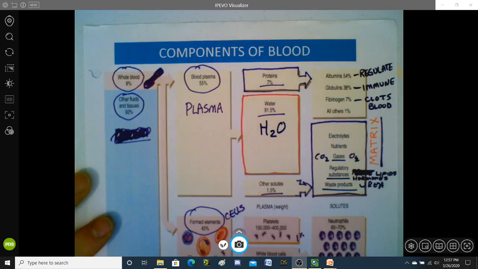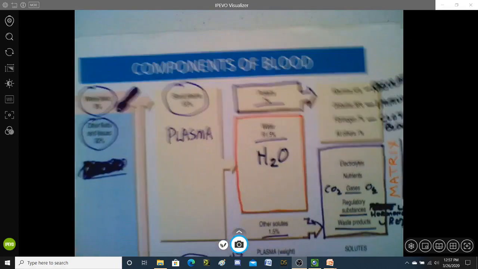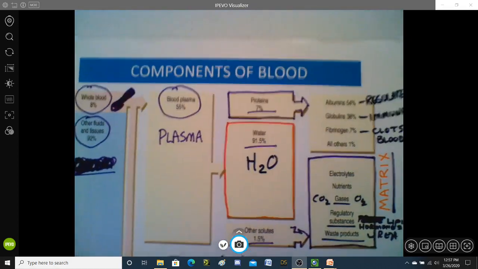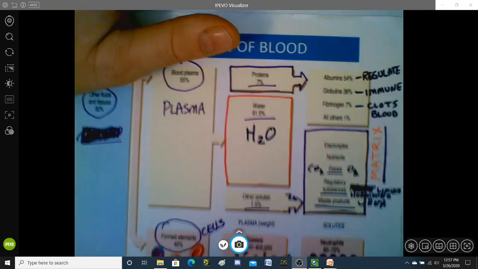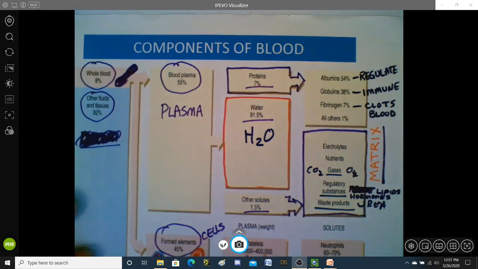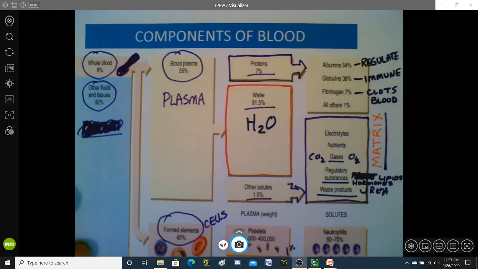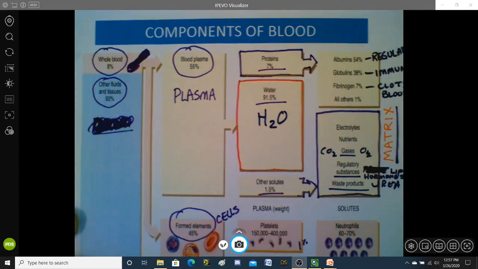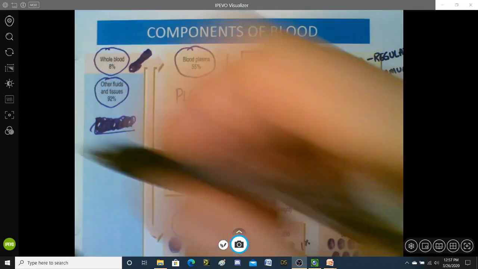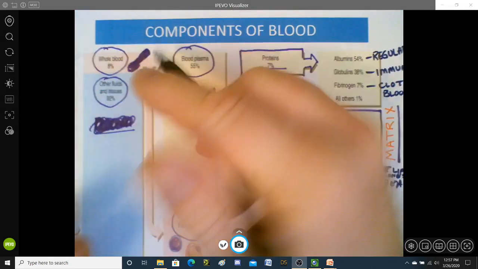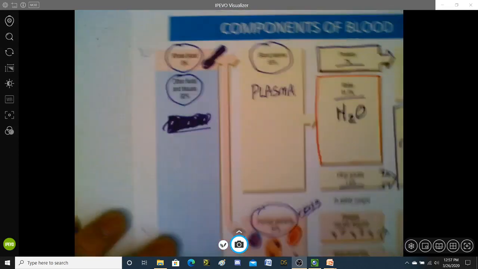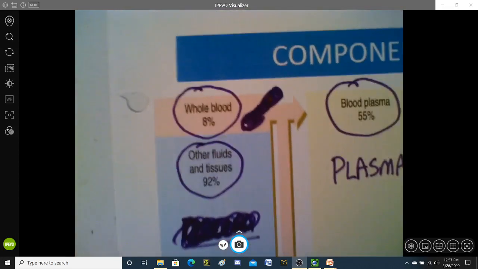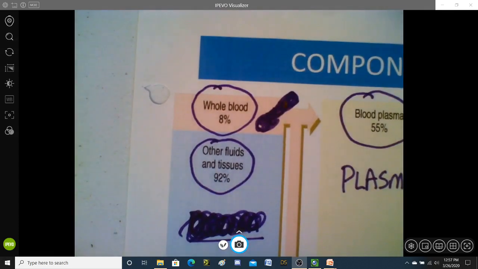If we look at this, it says components of blood. I'm going to zoom in a little bit here. I don't have as much sophistication of technology as I do in the classroom, but we'll make this work. So, components of blood. I've got a bunch of stuff written on here, but ignore it for now. Let's look at the left-hand side. If I zoom into the left-hand side, this is our entire body.